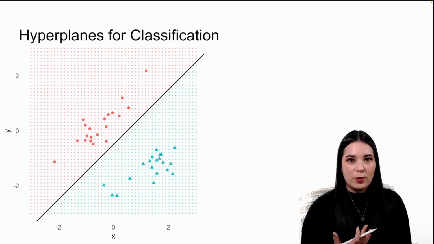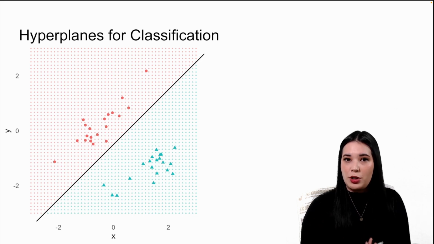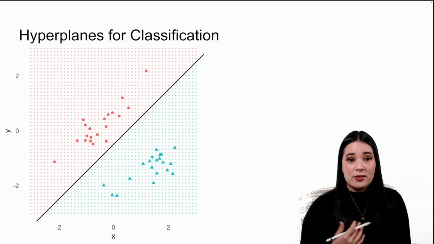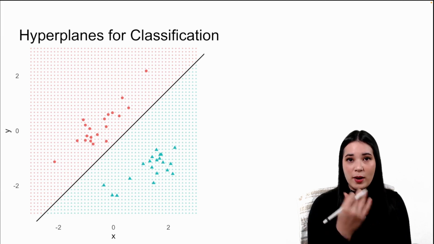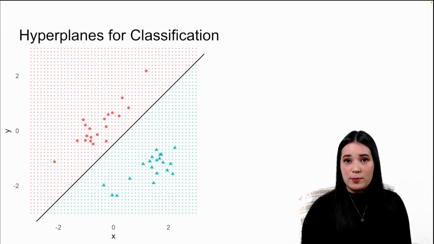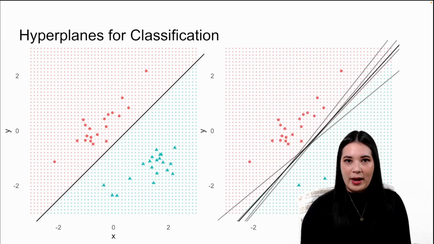So if we ever want to classify a new data point that we don't know the group of, we can just see, does it occur above or below this hyperplane, and classify it as positive if it's above and negative if it's below. So we just saw why hyperplanes are really useful for classifying data points as positive or negative, but we have a little bit of a problem.